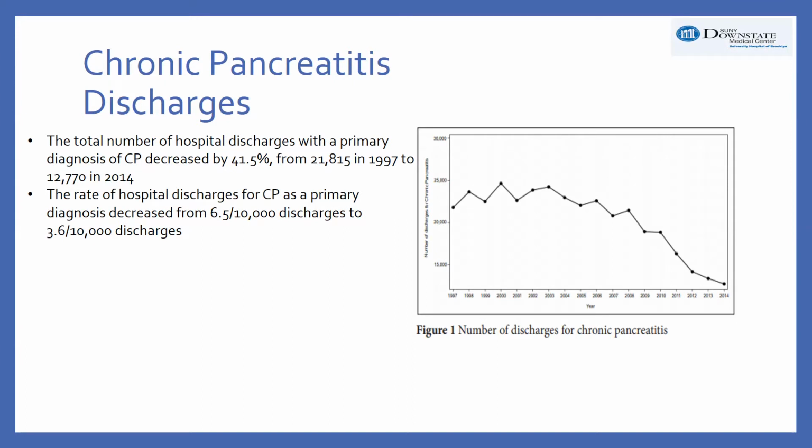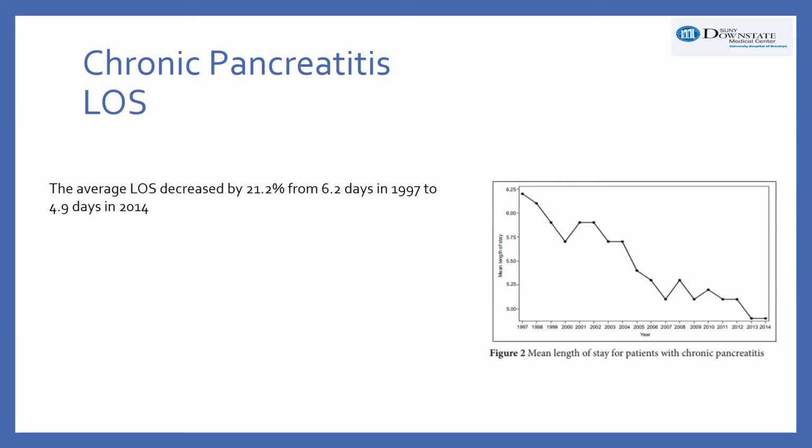The trend for the discharges from 1997 to 2014: look at the marked decrease in admissions, a significant decrease, 41% decrease in admissions in the United States. Length of stay significantly decreased, but not as much as the number of discharges.